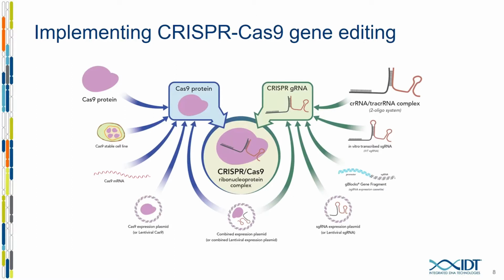You can purchase or synthesize in your laboratory a Cas9 mRNA. This can be transfected directly with the right protocols. And probably the most popular is using either plasmid or viral vector-based DNA delivery system at the bottom.